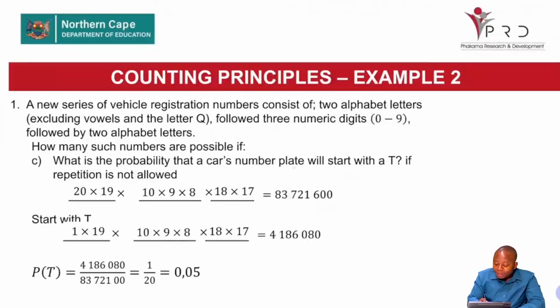Number C. Now let's look at this one. What is the probability of the car number plate to start with T if repetition is not allowed? We start with the total.